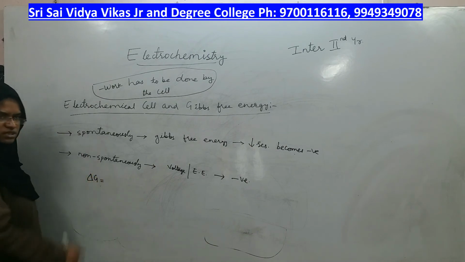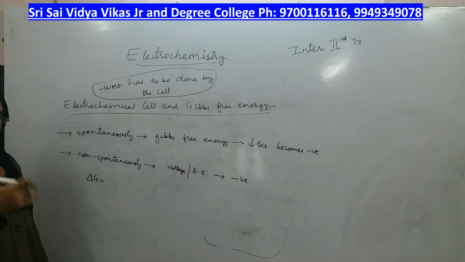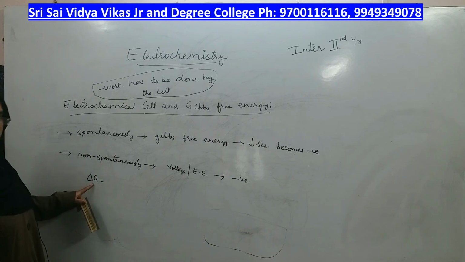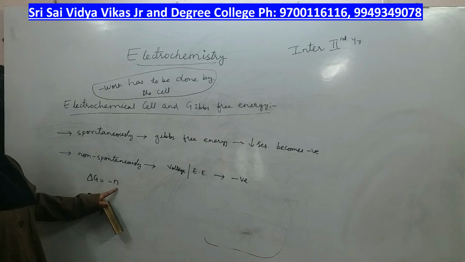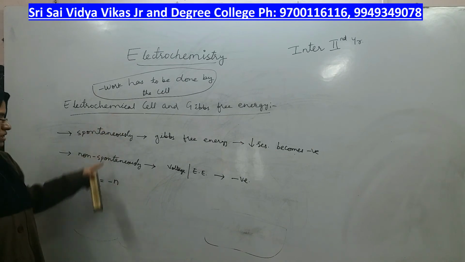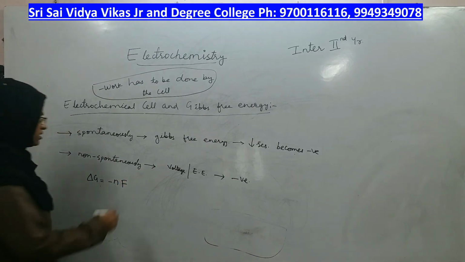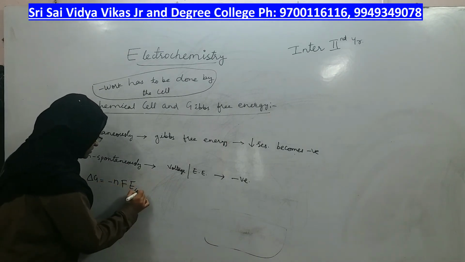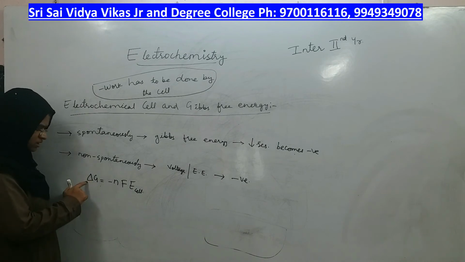Delta G, meaning change in Gibbs free energy. Whenever I write delta for any energy, that means how much was there earlier and how much will be there after the work. That difference is called the change in Gibbs free energy, with a minus sign. How much work, that many electrons will be lost or gained. As it is electrochemistry, electrons also have to come. How much charge, Faraday's number, and electrode cell potential, right?